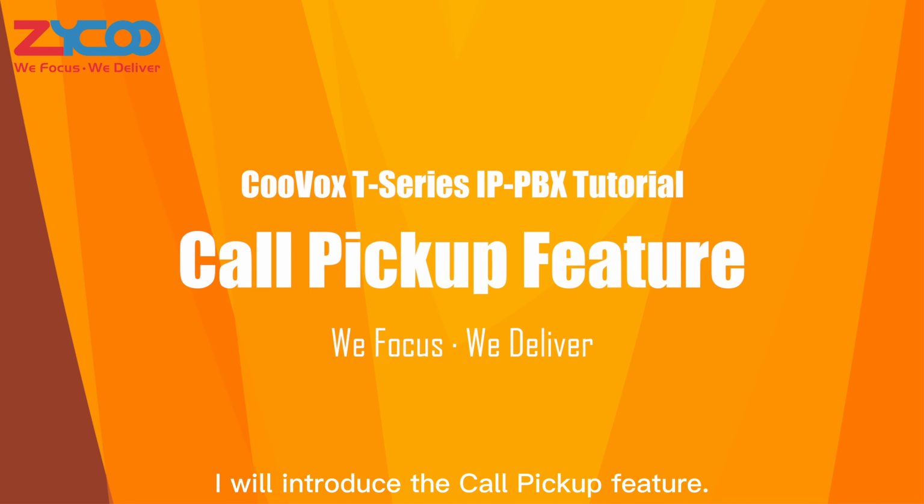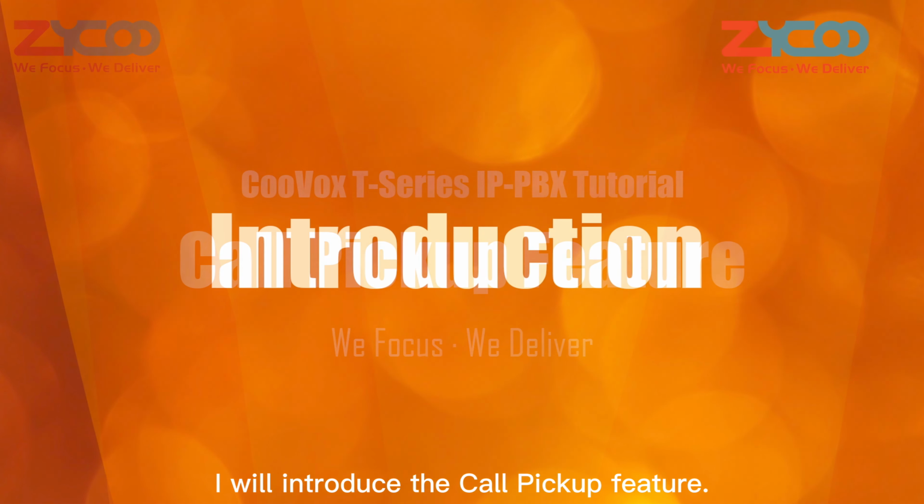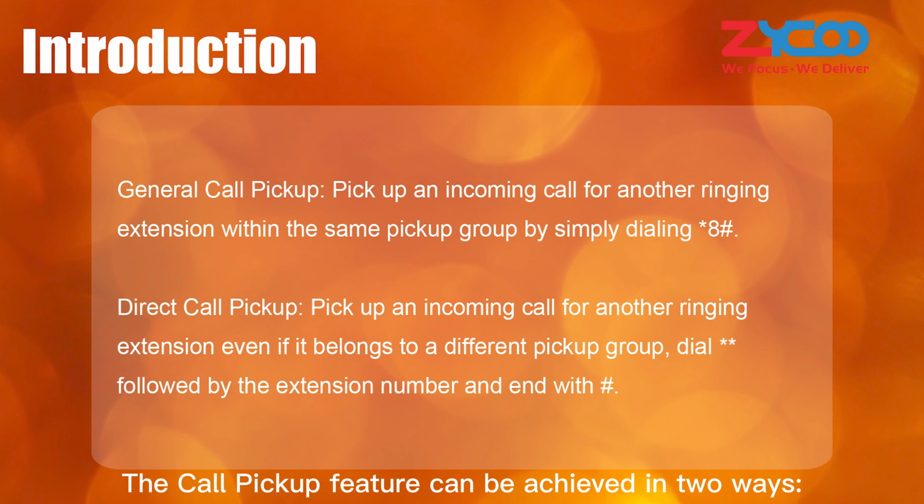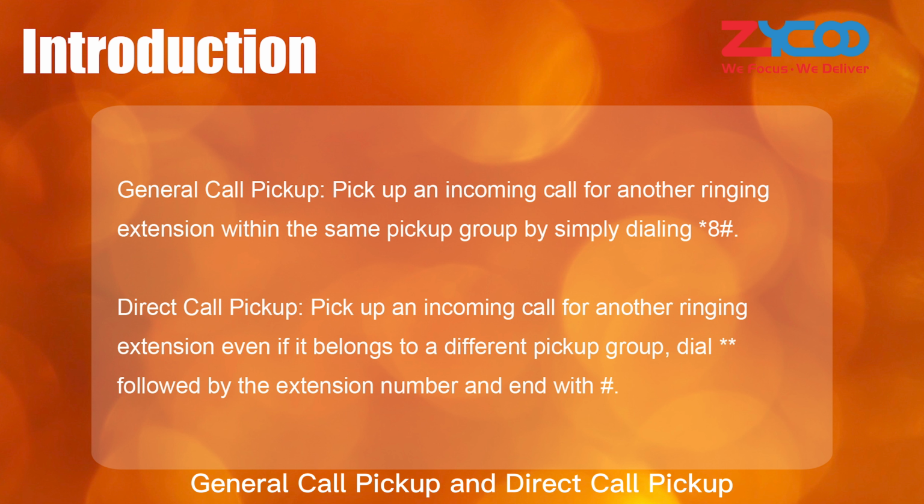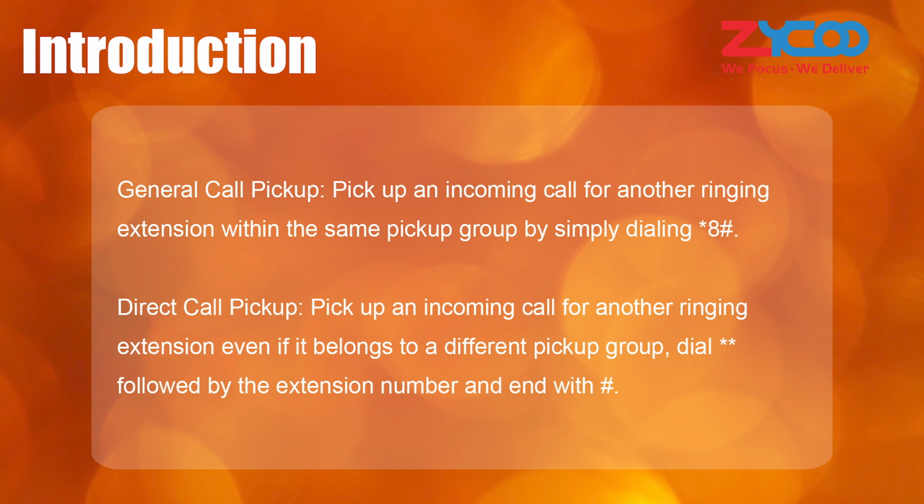In this episode, I will introduce the call pickup feature. The call pickup feature can be achieved in two ways: general call pickup and direct call pickup. General call pickup means that you pick up an incoming call for another ringing extension within the same pickup group by simply dialing *8#. Direct call pickup means that you pick up an incoming call for another ringing extension even if it belongs to a different pickup group. Dial ** followed by the extension number and end with #.